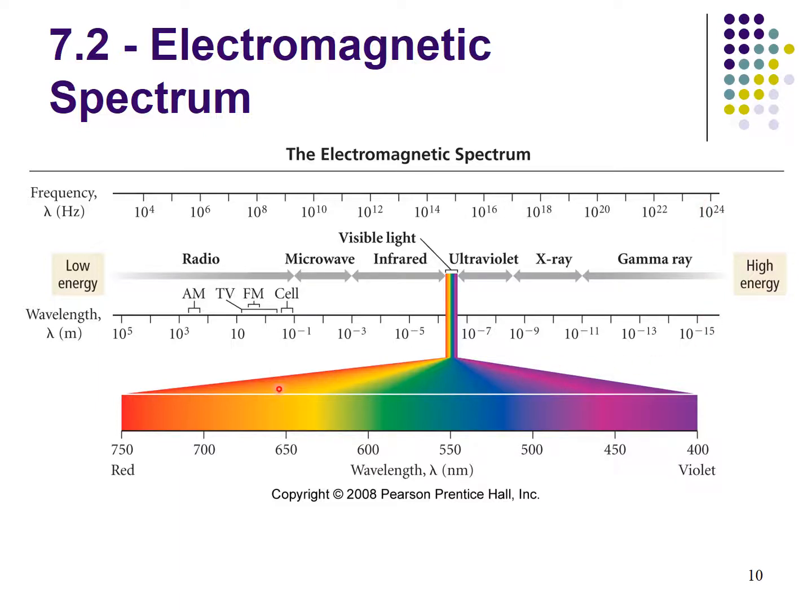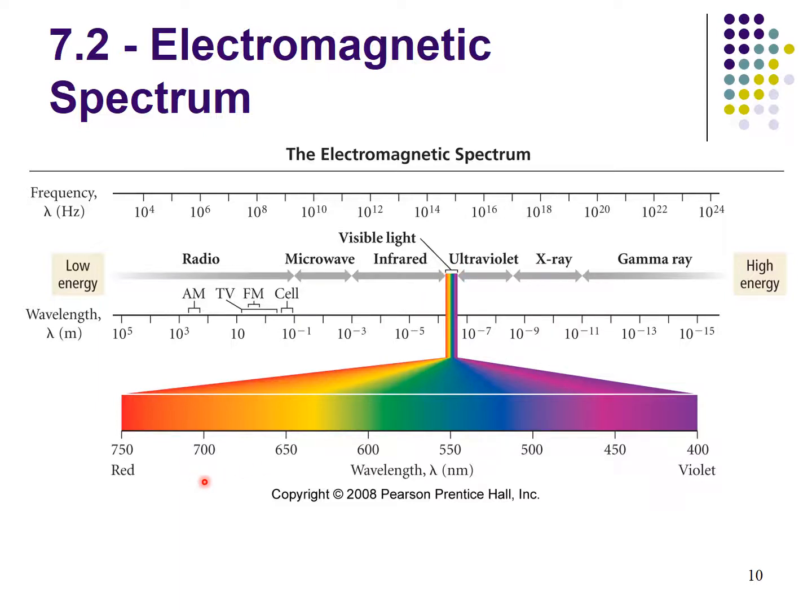So at the low energy side, radio waves, which include AM, FM, TV, cell phones, microwaves, infrared, this very, very small region of visible light, ultraviolet, X-rays, and then the highest energy are gamma rays. So this down here is just this tiny portion blown up so we can see it a little bit better.